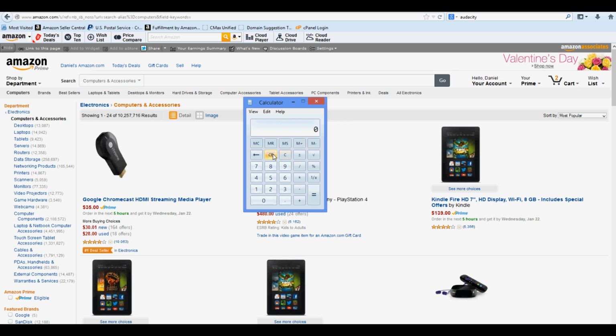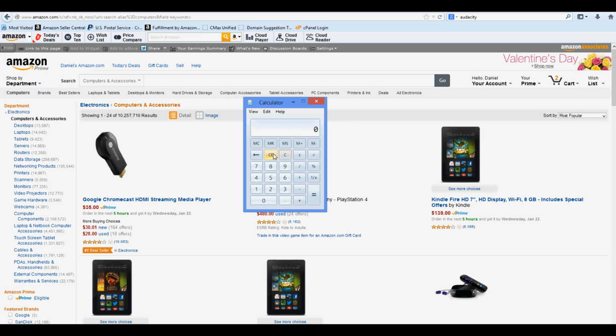Now let's go ahead and do 10,257,716 times 5%. Now this would be better if you can find anything under about 500,000, 512,000. That's going to be, in my opinion, the ideal sales rank. Anything below that is going to sell relatively quickly, most likely. Again, you're going to want to do more research, but that's a good indicator.